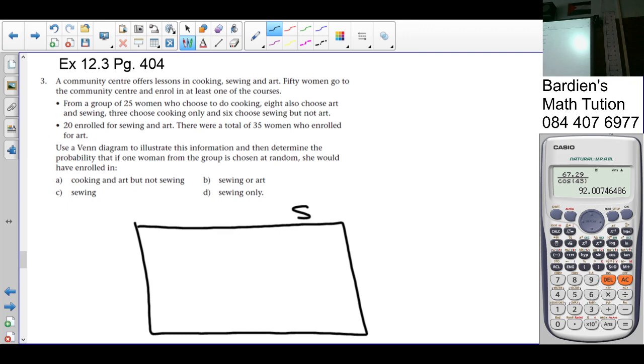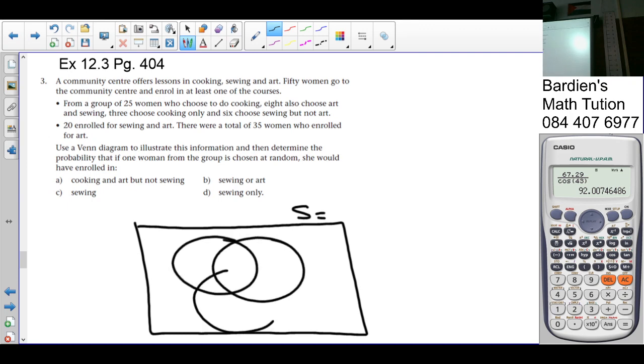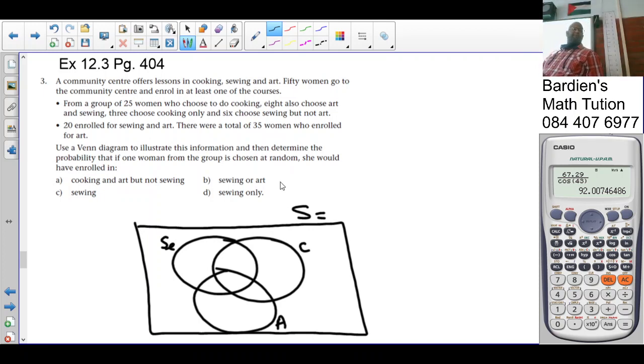But the sample space. Sewing, cooking, and art. Why do I put SE there? Because S already denotes the sample space. Okay, you all agree with that?